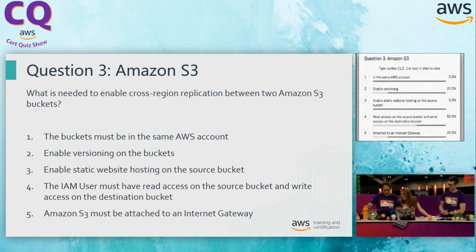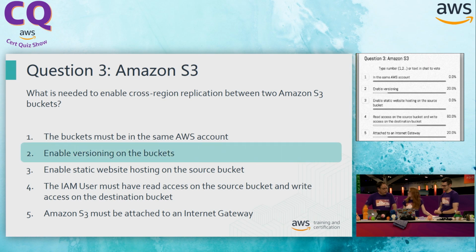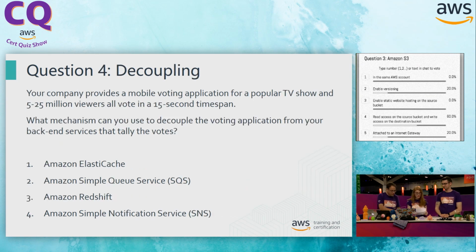All right, well, online. We have a mixed bag here. A lot of people go for 4, which sounds reasonable. Read access, write access. That does. That's a good answer there. Yeah. A bit of number 5 because we've got to be on the internet. Some number 2, and the answer is 2. So versioning for cross-region replication. Awesome. So moving on to question 4, decoupling.